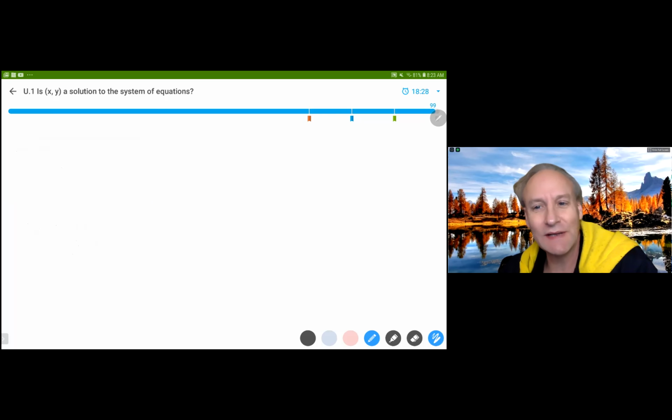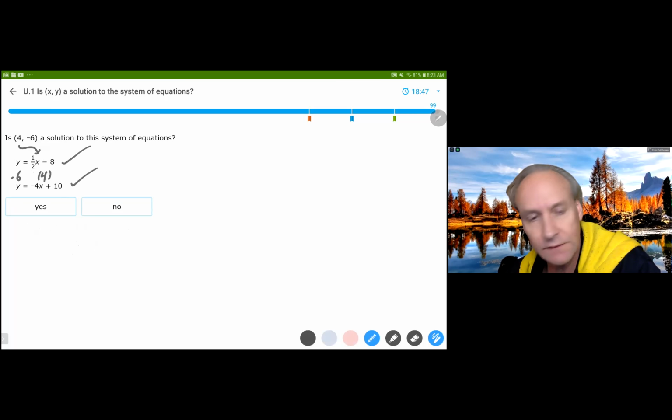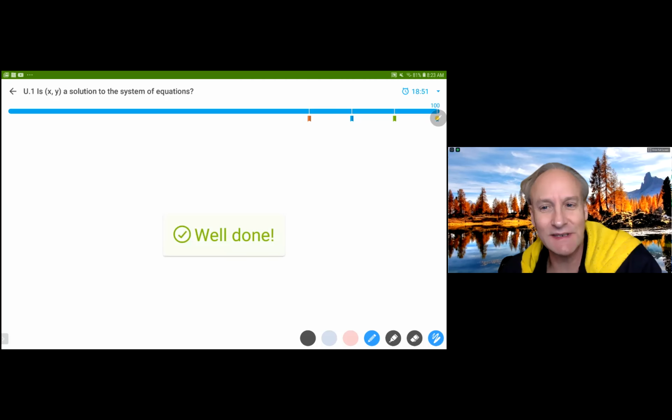And it looks like we have one last one, and then we're done. We're testing to see if this one is true. We want half of x, which is 2, minus 8 is negative 6. So that one's true. And in this one down here, we've got negative 6, and we've got a 4. And negative 16 plus 10 is negative 6. And that's a yes.